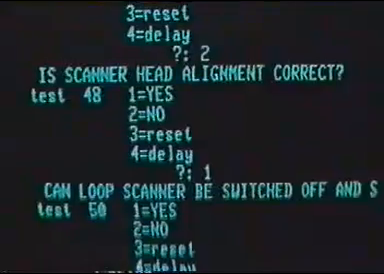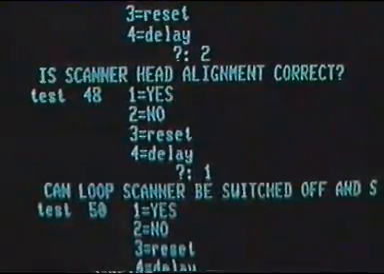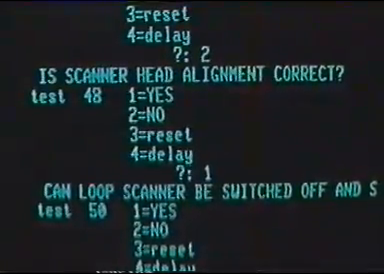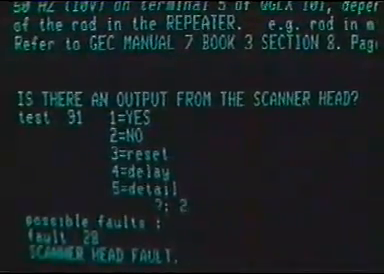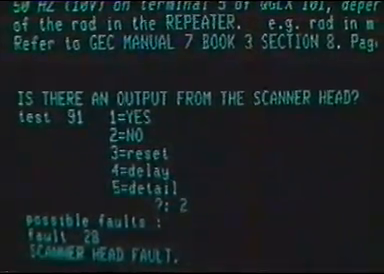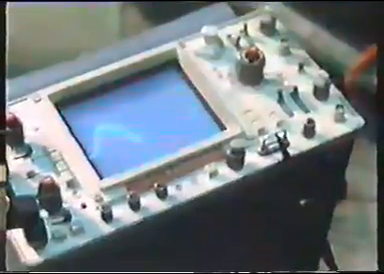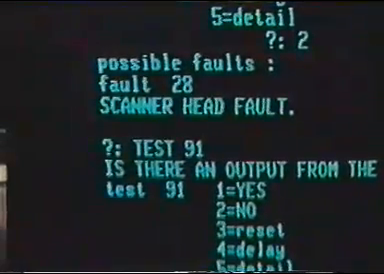The program asks him questions about the state of various pieces of equipment at the time when the fault occurred. And depending on the answers, it follows a particular line of investigation until the probable faults are identified. In other words, the program applies the expert's knowledge and his rules to help narrow down the reasons for the breakdown. In this case, a scanner head fault.